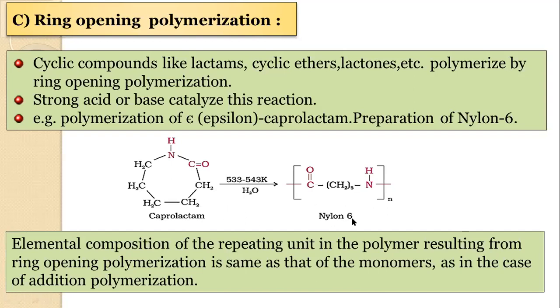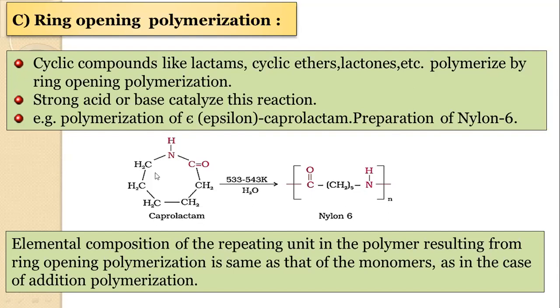We have to write this reaction of nylon 6 10 times, because many times it is asked for board exam how nylon 6 is prepared. So nylon 6 is prepared from this lactam, and the name of the lactam is epsilon caprolactam. The polymerization of epsilon caprolactam gives nylon 6; E stands for epsilon.